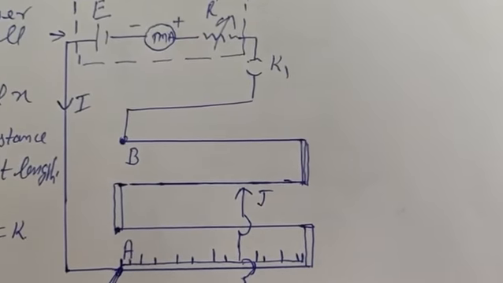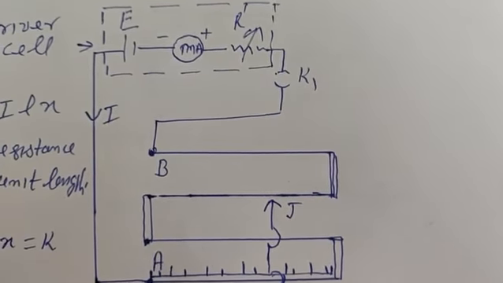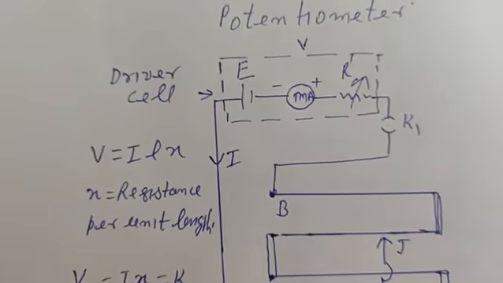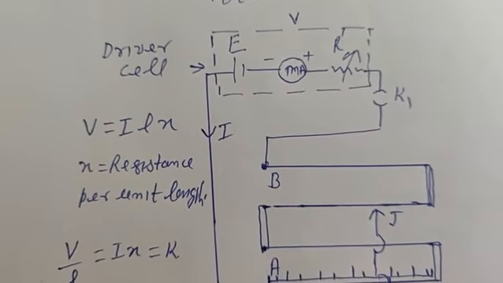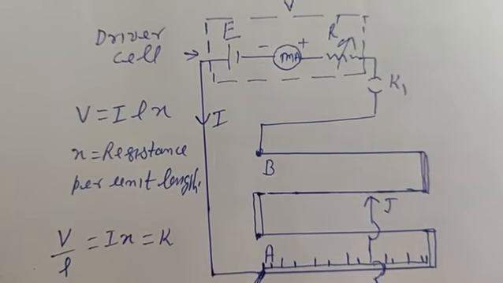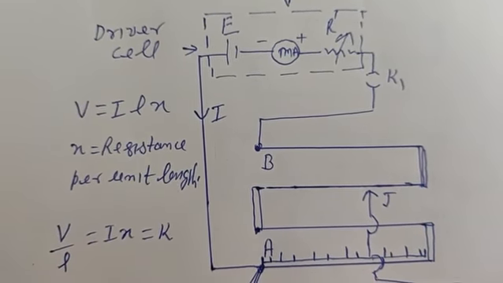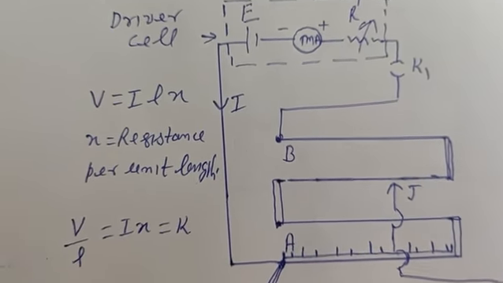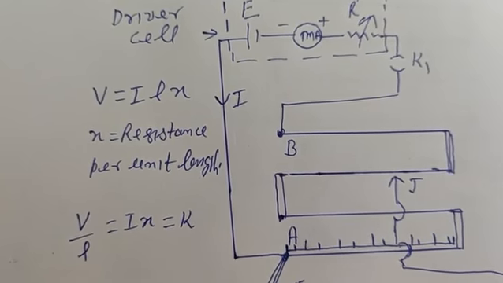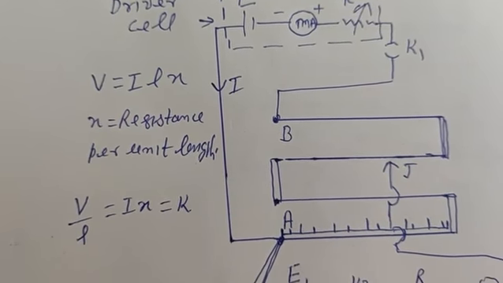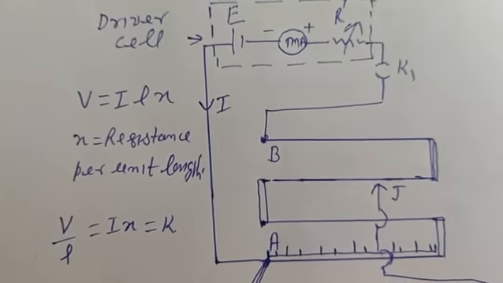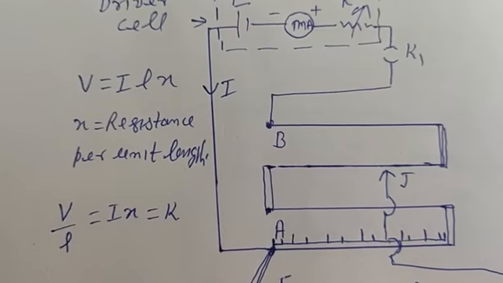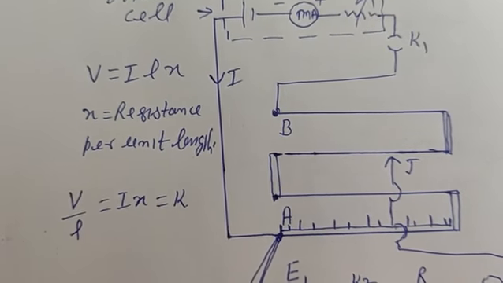Now we want to compare the EMF of 2 cells. Before that, V was the applied voltage, so V will be equal to ILX. I is the current flowing through this circuit. L is the total length of this wire, that is from A to B. So in this case it will be 400 centimeters. And X is the resistance per unit length. So V by L will be equal to IX, which is also equal to K. I is constant because the current is constant. X is the resistance per unit length, that will also be constant. So V by L is called the potential gradient.